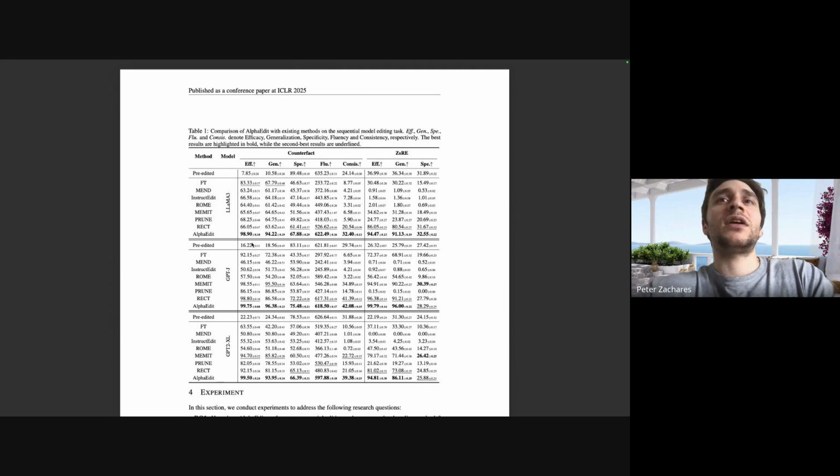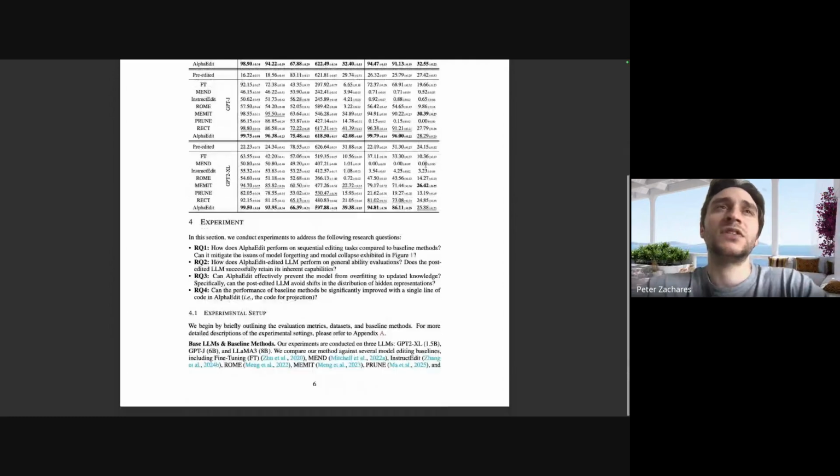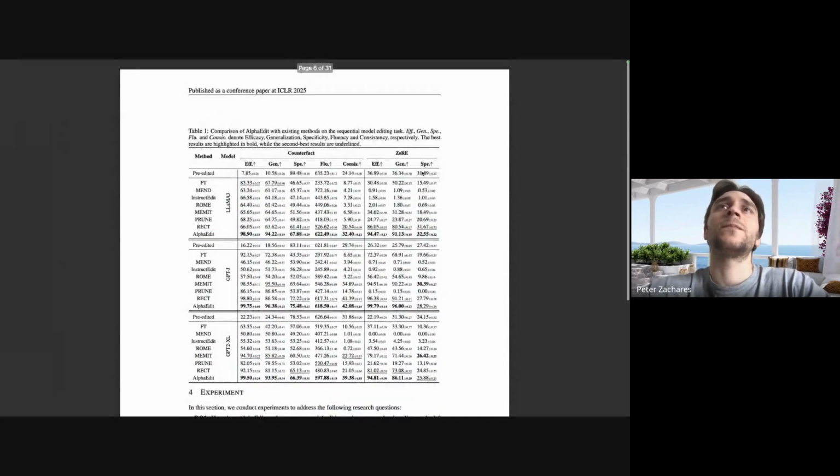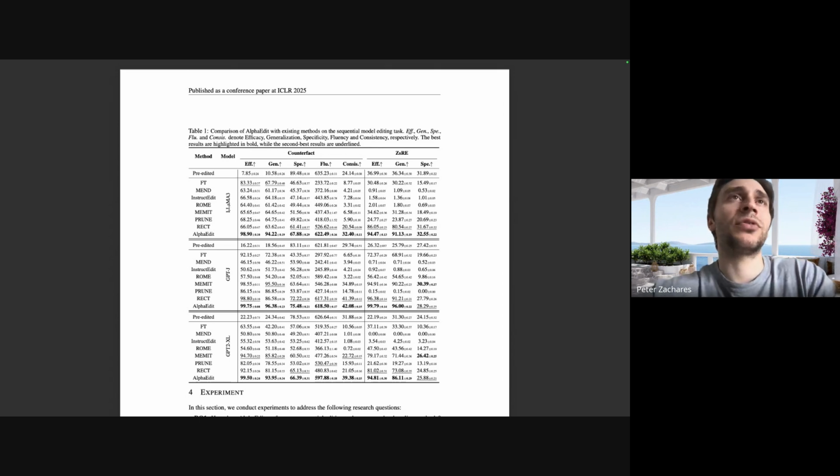And you can see in all but one case, which is specificity, AlphaEdit outperforms all of the baselines in each of these different LLMs. Sometimes it's by very little, like in GPT-J, where the difference between some of them is quite small. But in other ones it's quite large, like here for Llama 3. It just consistently gets better performance.